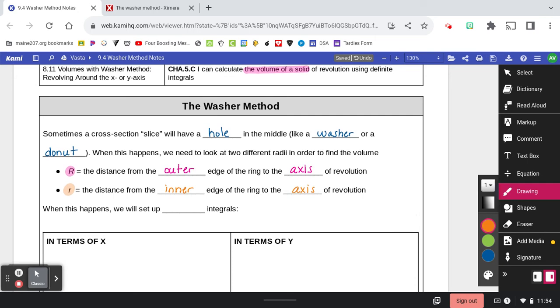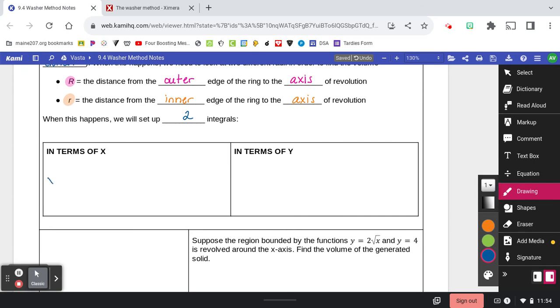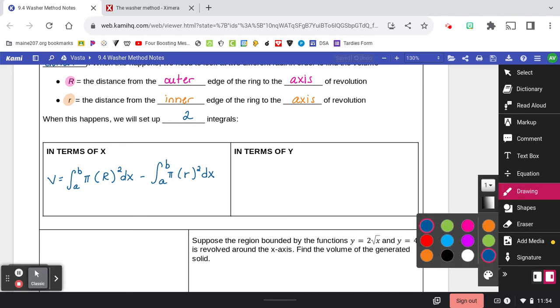Because we need to remove the center circle from the outer circle, we're going to set up two integrals in order to solve these problems. Let's say you're doing a problem in terms of x. Then you're going to find your volume by doing the integral from a to b, where a and b are your x bounds, of pi times your big R squared dx. So in other words, the outer edge, the big R for this washer, minus the integral from a to b of pi times my little r squared dx. Now, in this case, the big R is going to be the bigger radius, and the little r is going to be the littler radius. And it's important to recognize that both of these radii need to be represented in terms of x.